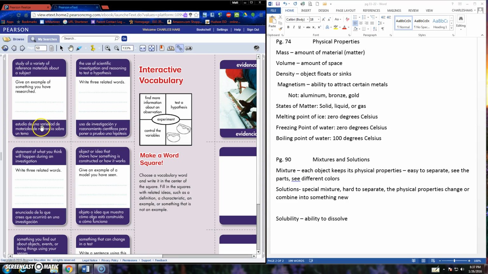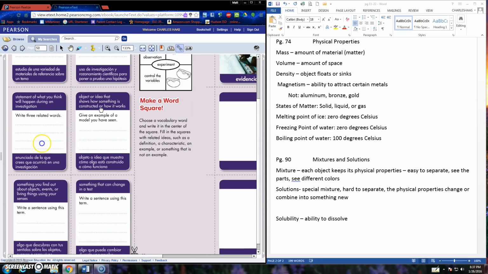Most of us won't be using this. So I like that the top in the purple has the definitions and then asks you to do something. That would be a way of studying. Write 3 related words. You could use the book, you can use your journal to find them. So here's the back of those cards.